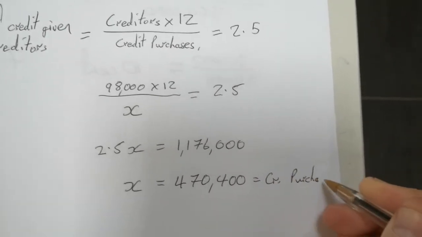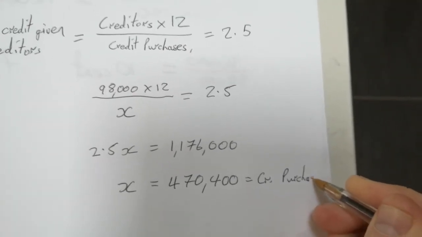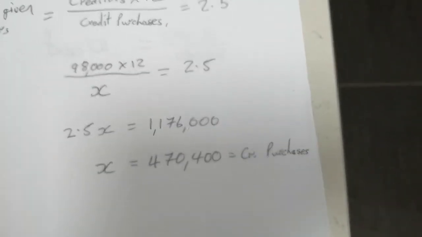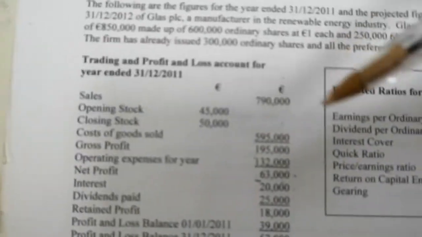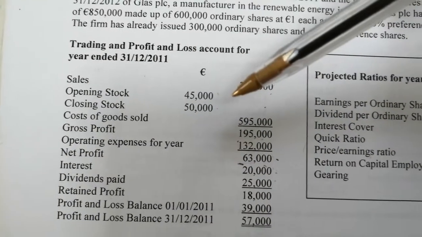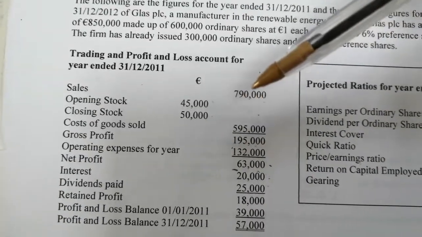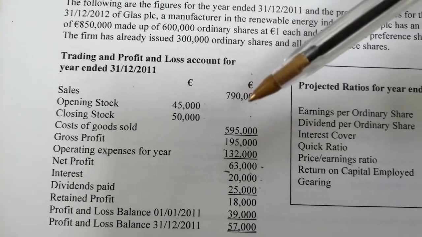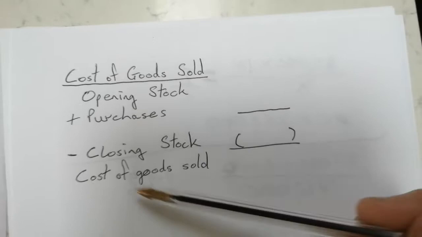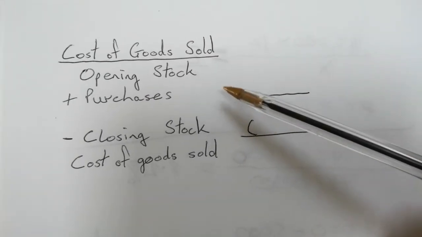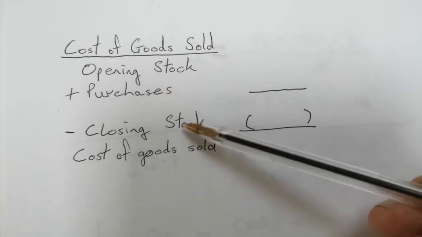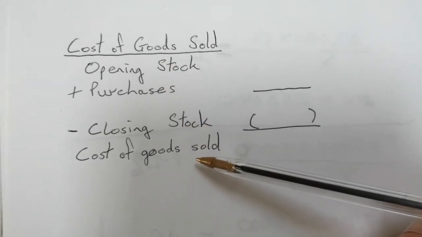Now, in order to find the cash purchases, which we were asked to find, you need to know what the total purchases are and subtract the credit purchases from it. But the only problem with that is they don't give you the purchases figure up here, so you need to work it out. You don't have to do this every single time. I'll show you a shortcut in a moment, but just to explain it, this is how you normally calculate cost of goods sold in a trading profit and loss. It's opening stock plus purchases less closing stock gives you cost of goods sold.